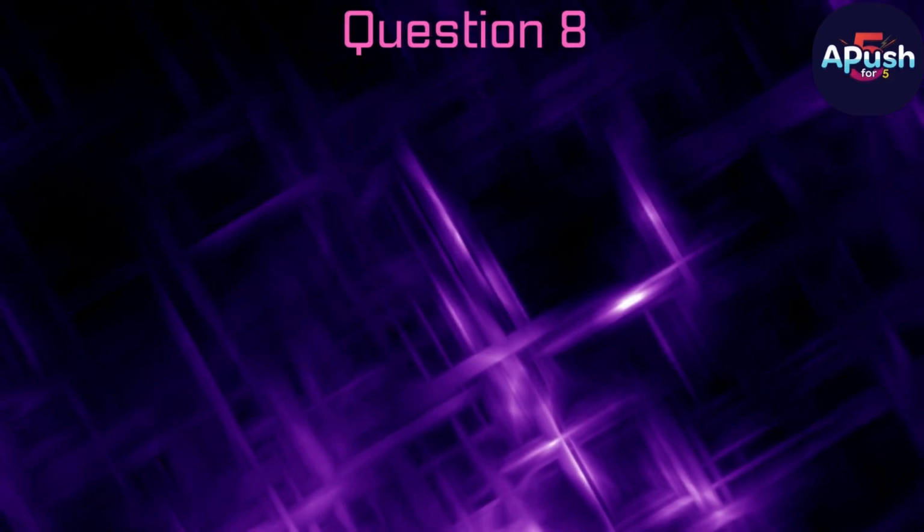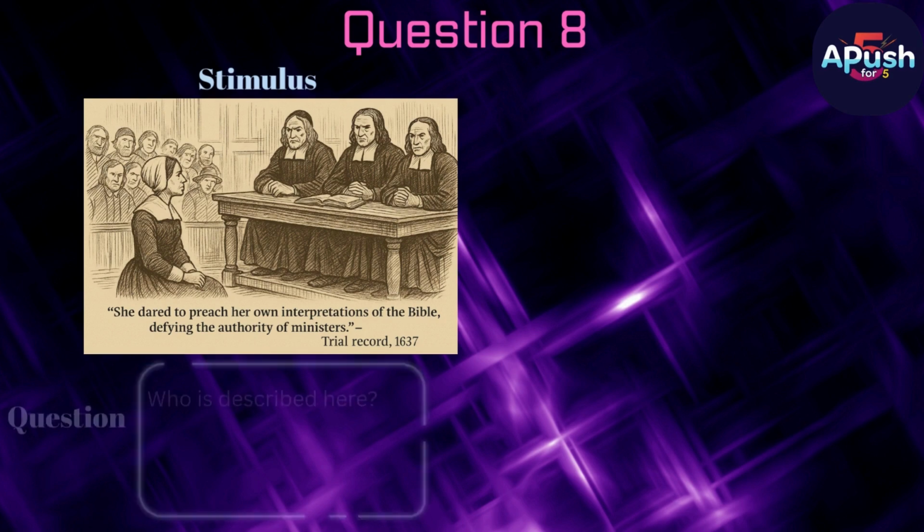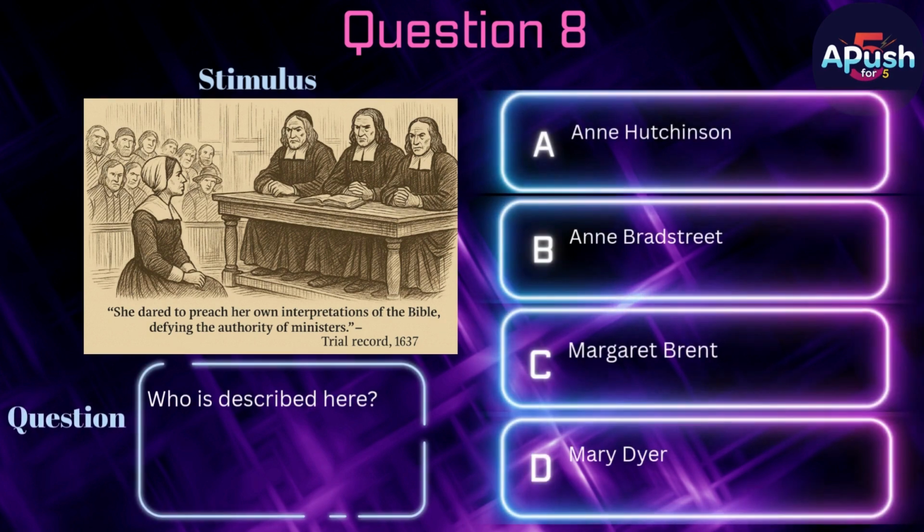Question 8. Stimulus. See the image. Question: who is described here? A. Anne Hutchinson. B. Anne Bradstreet. C. Margaret Brent. D. Mary Dyer.